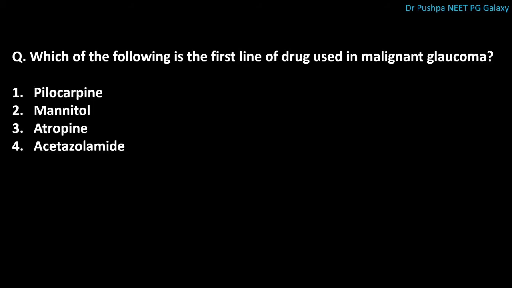Next question is, which of the following is the first line drug used in the malignant glaucoma? The correct answer is atropine. First line of drug is atropine. It causes dilatation of the pupil. So there is relaxation of ciliary muscle. So it releases the block.